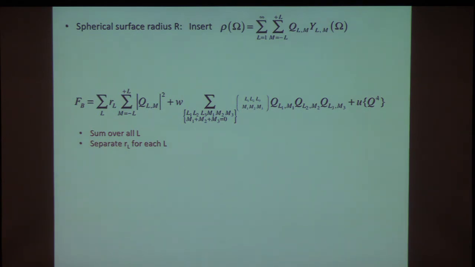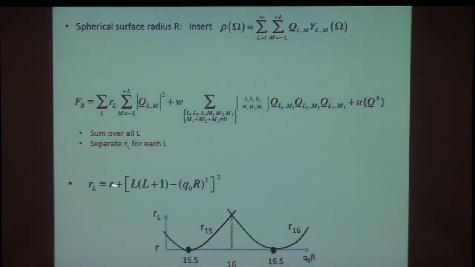The selection of L is no longer something by hand, you can do it because you have an explicit expression. And this explicit expression is that R sub L is this old constant R, and this is a new term which comes from Brazovskii: L times L plus 1 minus Q0 R squared, squared. So here's how it looks. You put in, for instance, L equals 15, you get a parabola as a function of Q0R. You put in L equals 16, you get another parabola. So over here, L equals 15 would be the best choice. Over here, L equals 16 would be the best choice.